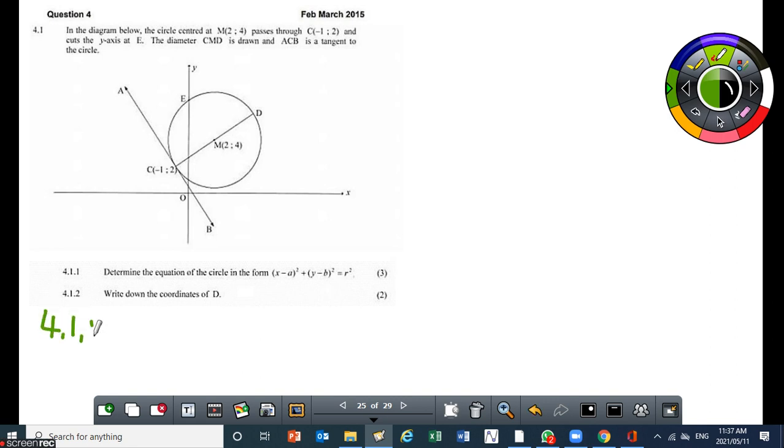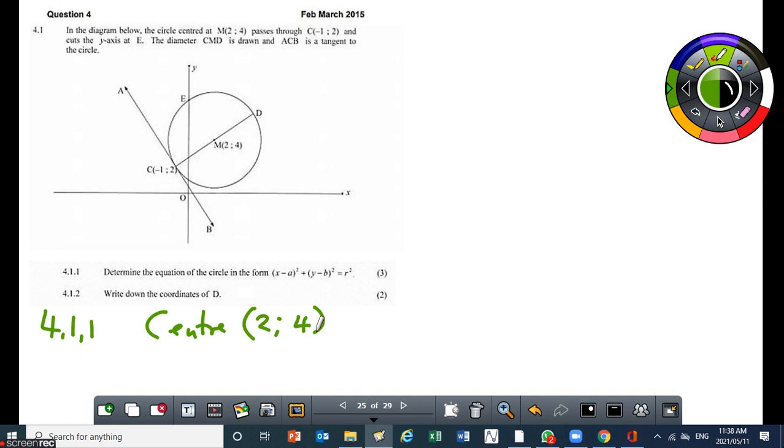So 4.1.1, my center is very straightforward. My center is at x equal to 2 and y equal to 4. That's straightforward. The next thing now, I need to find what is the radius of that circle. The good thing is I'm given the coordinate of the center and the coordinate of point C. CM is the radius. I don't know the coordinate of D, so I can't use D. I use point C and point M.